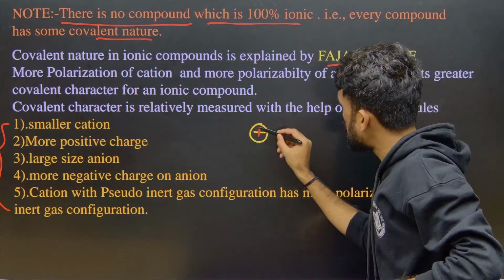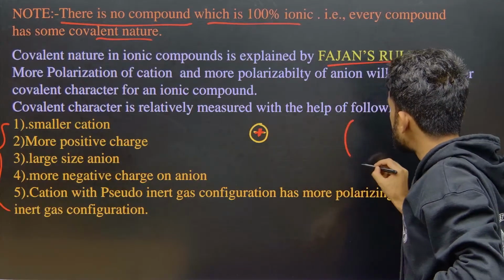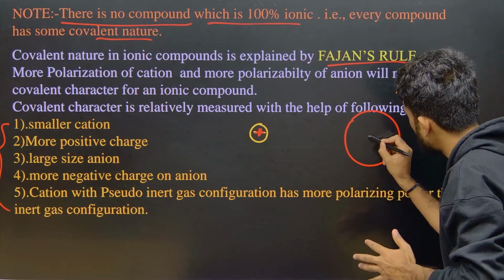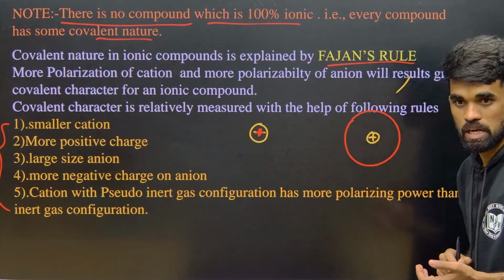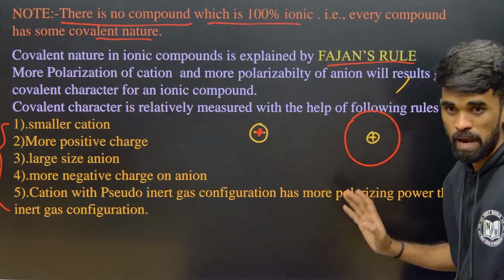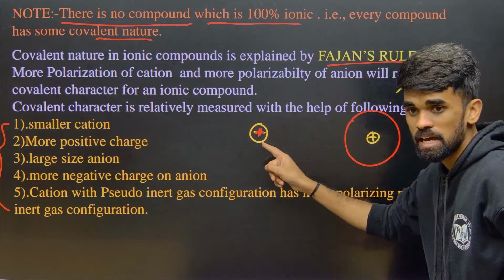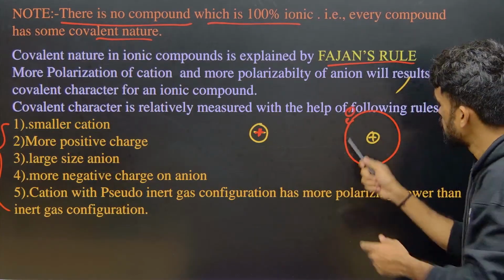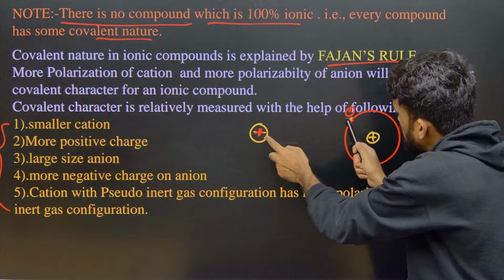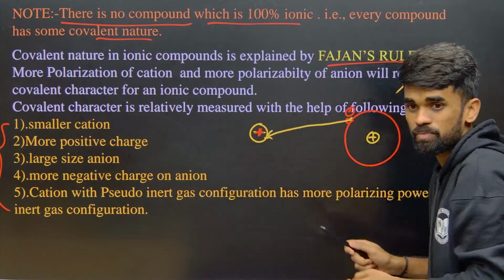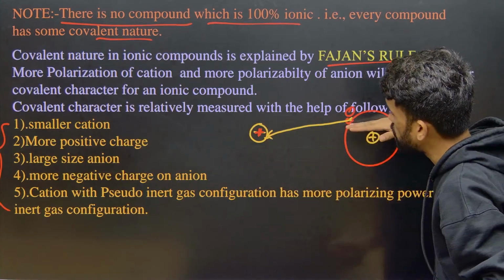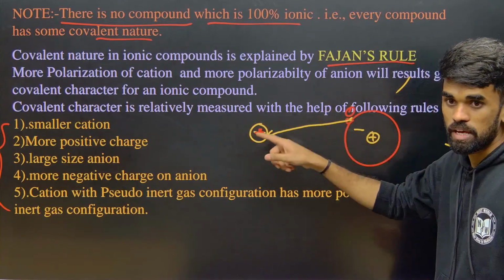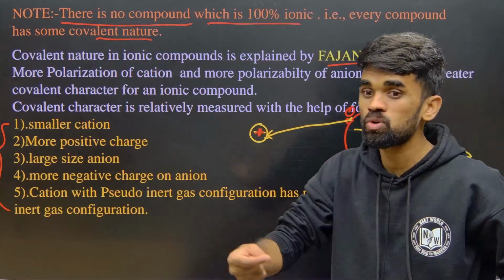For example, I have a small size cation and a large size anion. The large anion also has a nucleus, but its electron cloud is expanded. The cation has more positive charge and the anion has more negative charge. So the cation will drag this electron cloud towards itself, and that electron cloud is shared between these two ions, like two nuclei. So I can say that generates more covalent character.